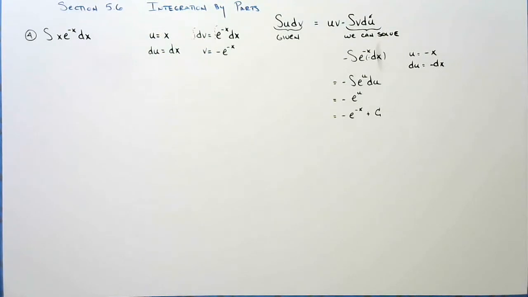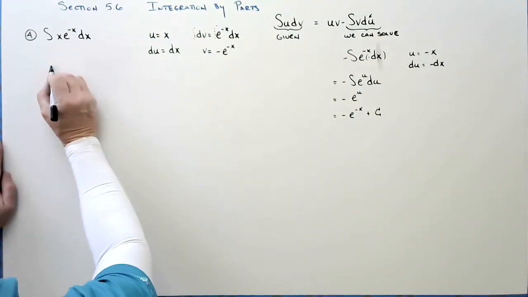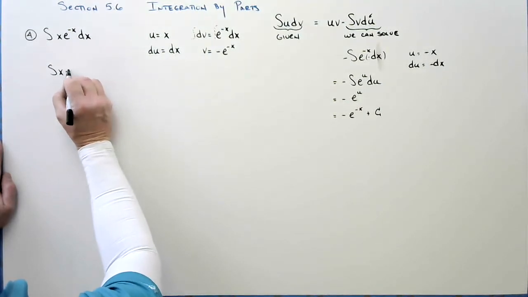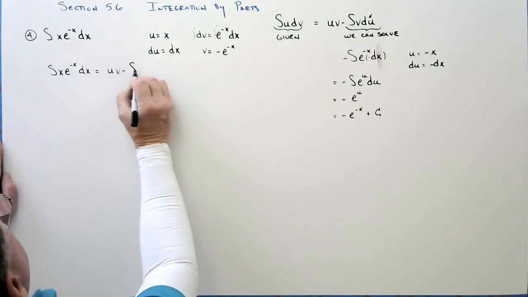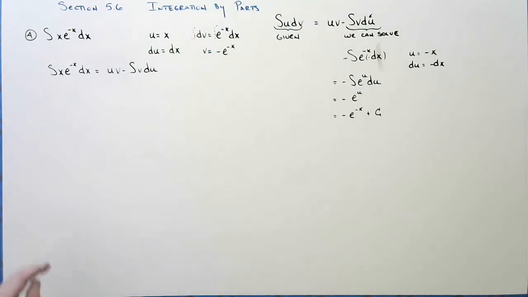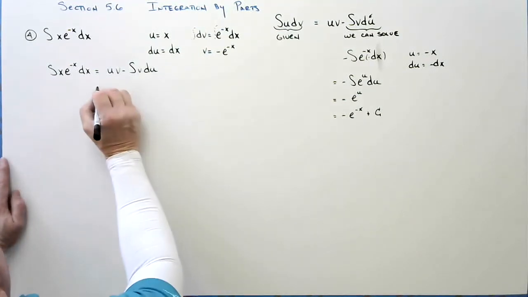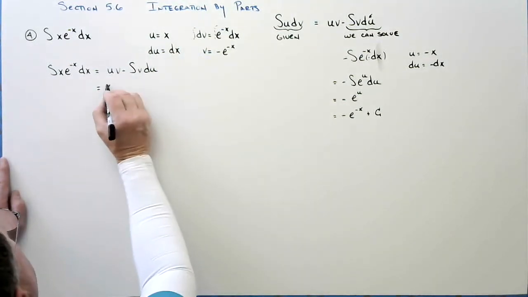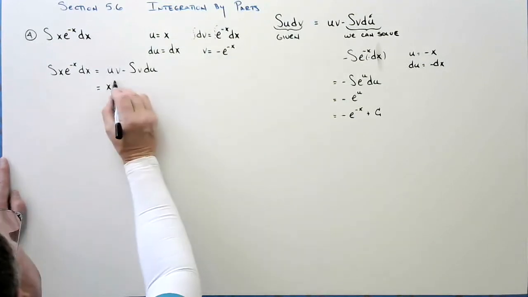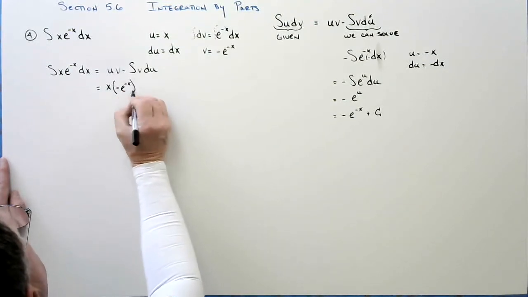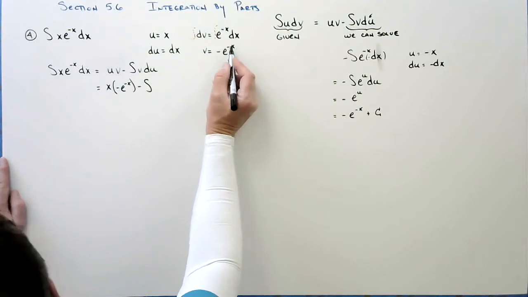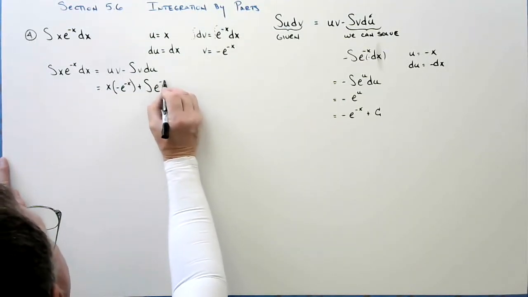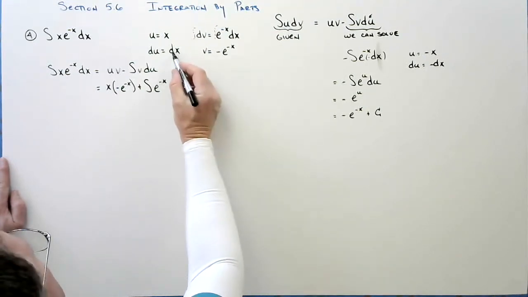Now that we've done that, now we can solve our integral using parts. So we have the integral of x e to the minus x dx. That's going to be uv minus the integral of v du. I would suggest you write it like this every time and then just fill in the blanks. So this is going to equal u, which is x, times v, which is minus e to the minus x, minus the integral of v, which is minus e to the minus x. So those two negatives make a positive. And then du, which is dx.